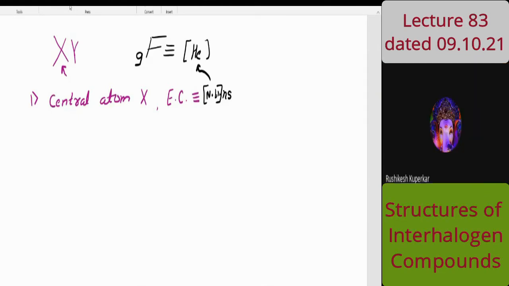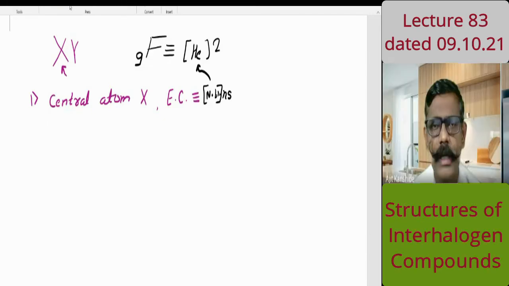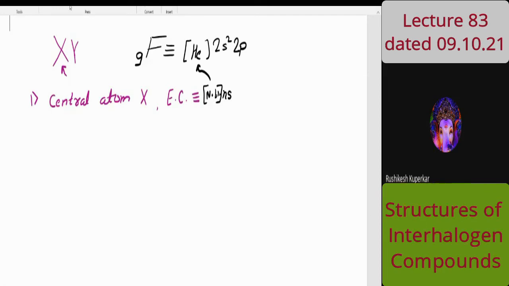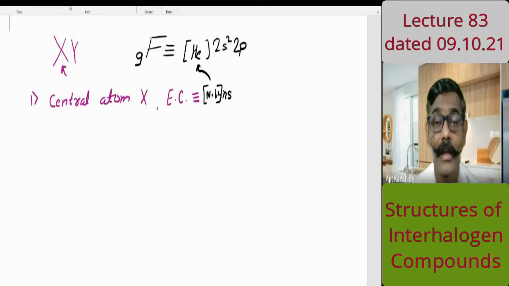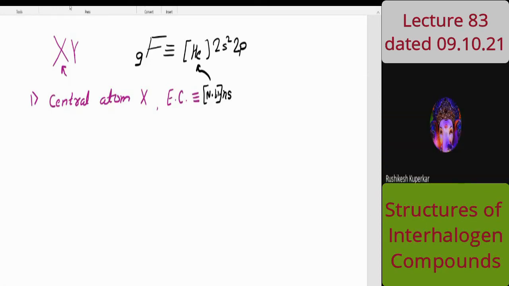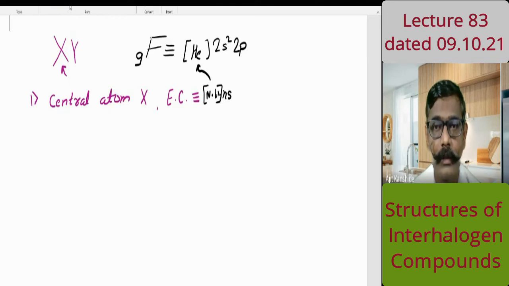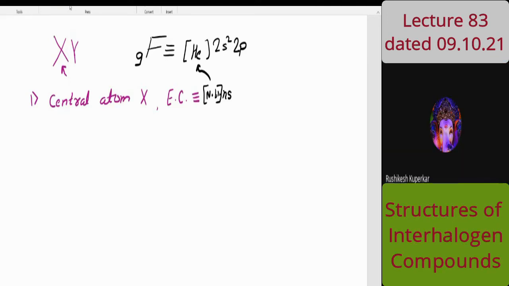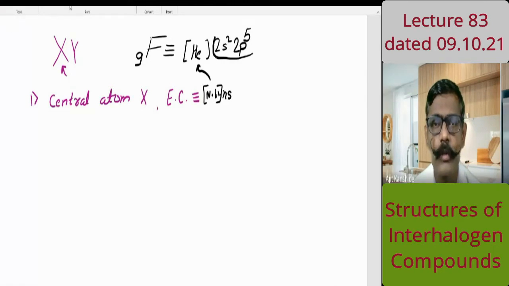Afterwards, 2s2, 2p6. Again 3s2 3p5. No, 9 electrons are there only. Count the number of electrons and then tell me. What is the mistake? 1s2, 2s2, 2p5. Yes, it is the outermost electronic configuration that I am representing here in general.